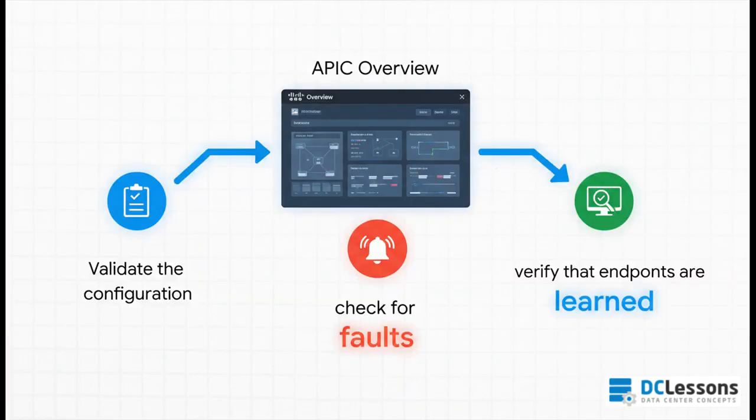So let's put this into practice. For Layer 2, our first checks happen entirely in the GUI. We're just validating, is the configuration what I think it is? Are there any sneaky faults hanging out on our EPGs or bridge domains?